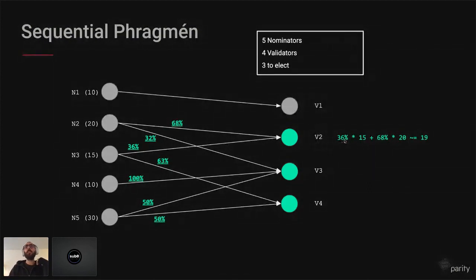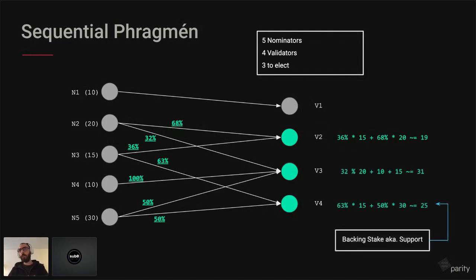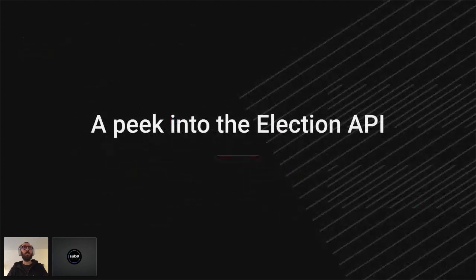So validator 2 in this case gets 36% of this 15 and gets 68% of this 20, you should follow my mouse cursor here, and it has a total stake of 19 backing this validator. And we can compute the same for all other 3 as well. And we call this backing stake or support in code.